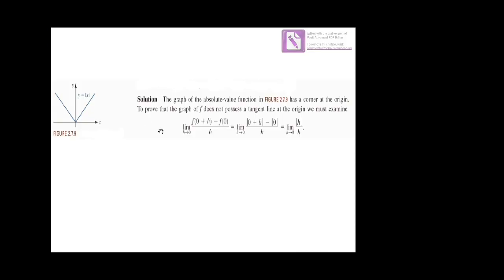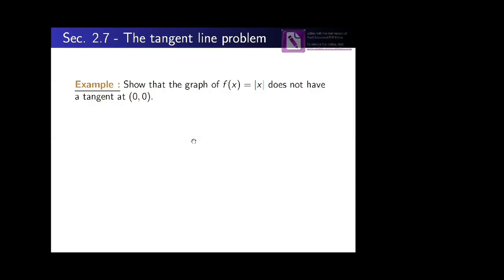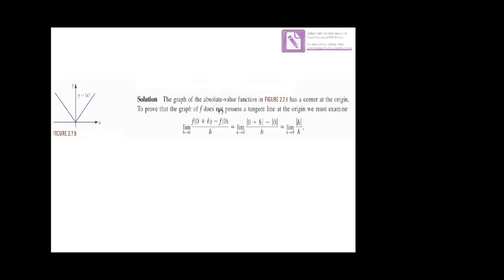So we know that the m tangent is given by the limit of f(a plus h) minus f(a) over h, and here at the point 0 we will replace a by 0. So f(0 plus h) minus f(0) over h when h approaches 0. And our function is absolute value of x. So it will be absolute value of 0 plus h, which is absolute value of h, minus f(0), absolute value of 0, which is 0, divided by h, and we take the limit when h approaches 0. So this will give us the limit of absolute value of h over h when h approaches 0.